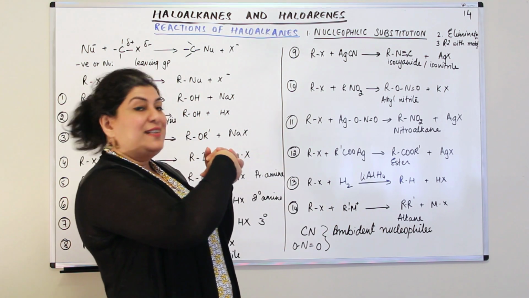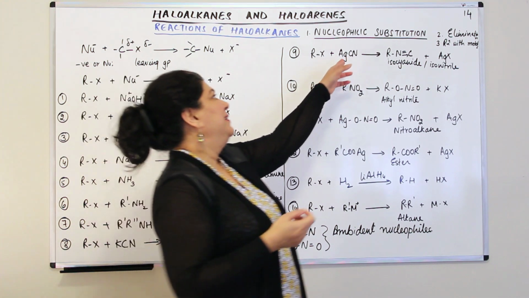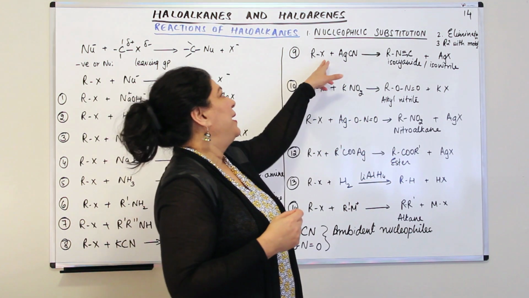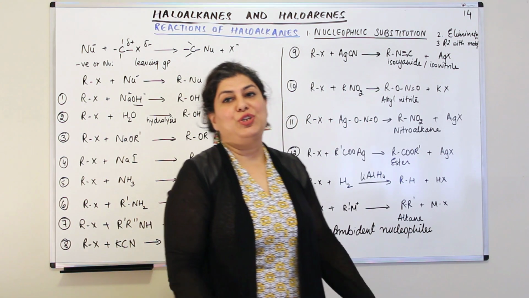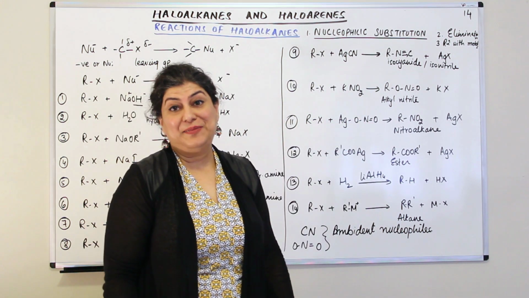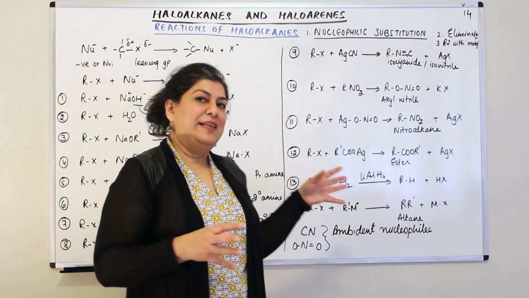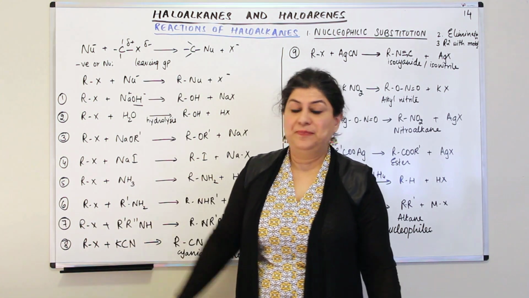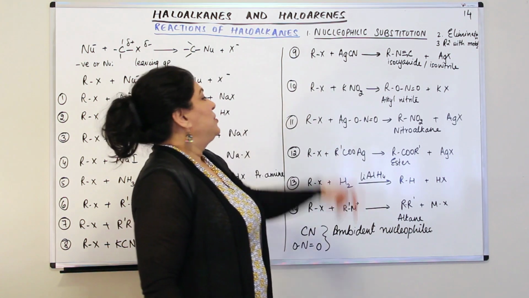And once it attaches itself, after that the silver ion has to move away, and that combines with the halogen, resulting in the formation of the silver halide. So the cyanide group or the cyano group is an ambident nucleophile. Then comes the next example.